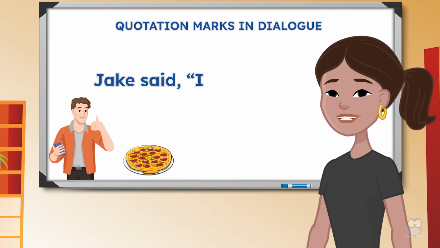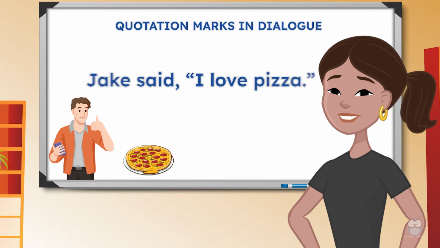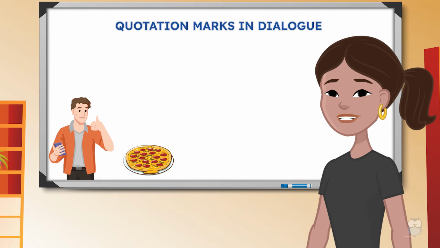Jake said, "I love pizza." When the tag, that's the Jake said part, comes before the dialogue, we set it off from the dialogue with a comma. Also notice that we end the dialogue section with a period that is placed inside the quotation mark. Okay, that's the first way that dialogue can appear, when the tag comes first, followed by the dialogue.